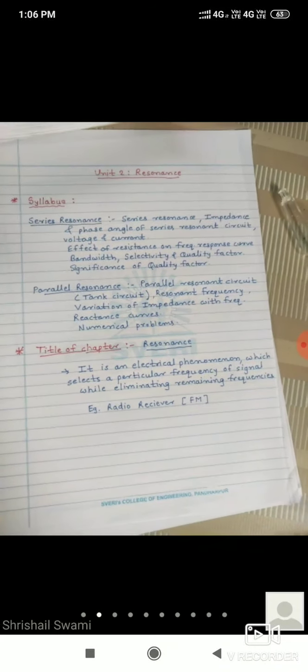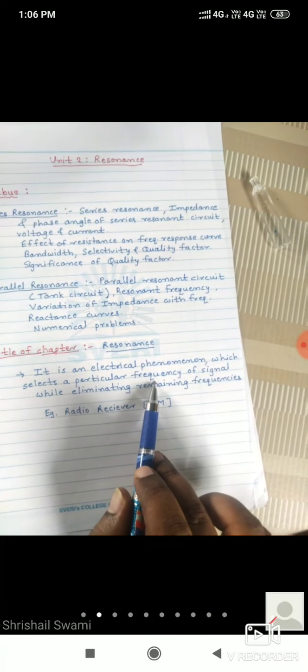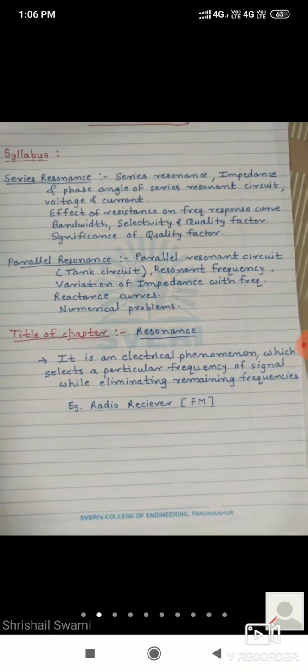So what do we mean by this? The selection of the channel depends on a phenomenon, and that phenomenon is called resonance. When you select a channel, that is based on resonance. So resonance is nothing but selecting a particular frequency, meaning 91.1 only is selected, while eliminating the remaining frequencies. When you select 91.1, it eliminates the other frequencies that come. So that phenomenon is called what? Resonance. Now, have you understood what we mean by resonance, everyone?